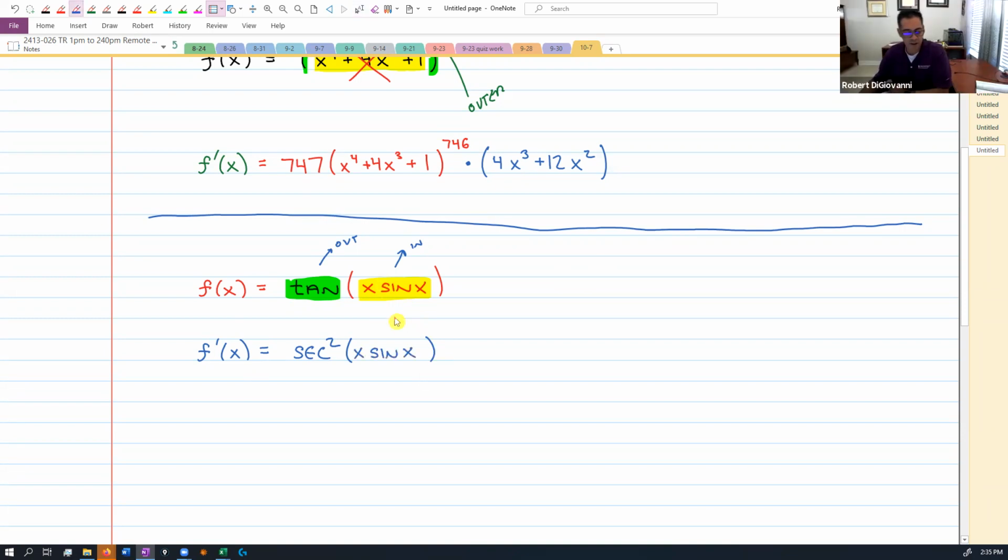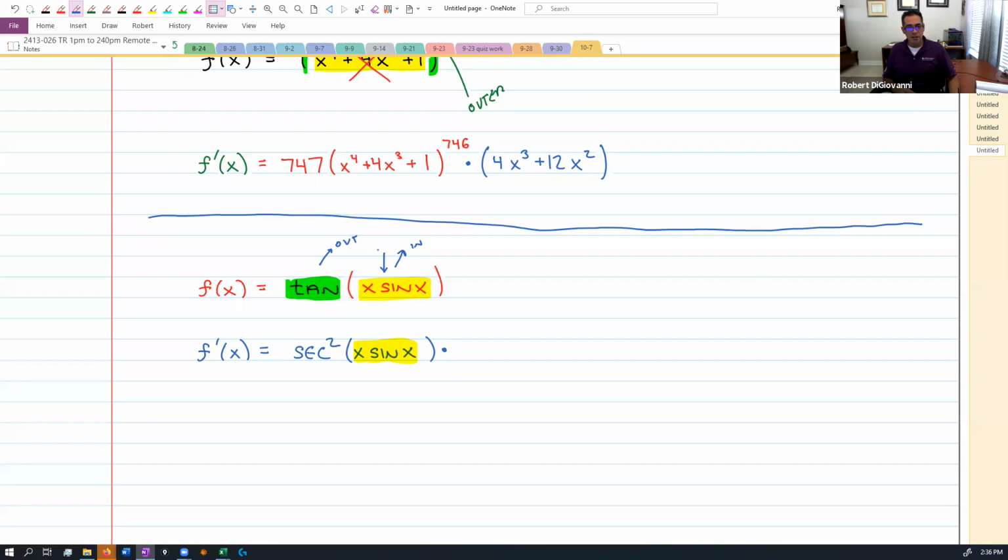That's a critical thing to understand. We're taking the derivative of tangent of a yellow box. The derivative of the tangent of a yellow box should be secant squared of the yellow box, untouched, right? Then we come in and say, now the next link in the chain is the derivative of the inner function. We have x sine x, so the derivative is sine x plus x cosine x. It's a product rule.